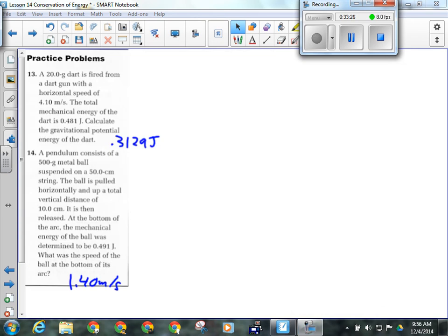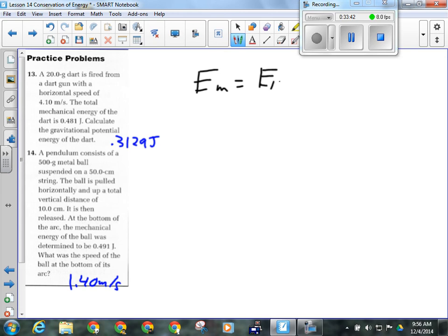Okay, so let's have a look here at number 13. Very much like the 11 and 12 that we did a few minutes ago. They're telling us the total mechanical energy of the dart is 0.481 newtons, and they're telling us the speed and mass of the dart. So mechanical energy equals EK plus EP. This is actually easier than the ones we've been doing. We're looking now for the gravitational potential energy of the dart.